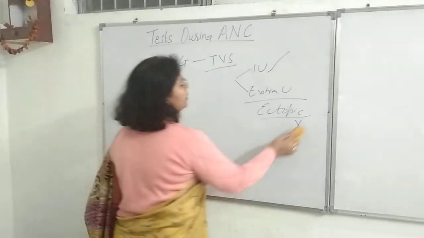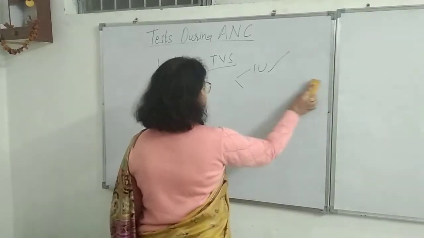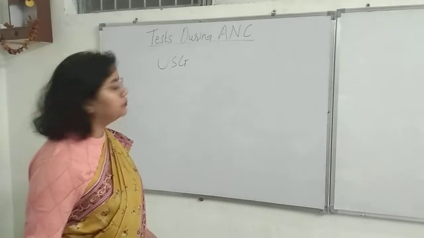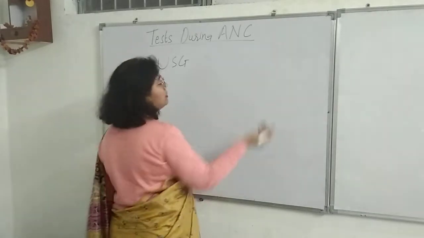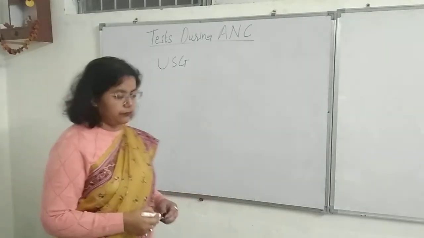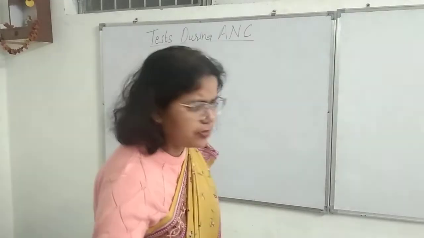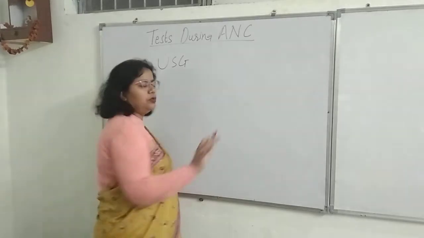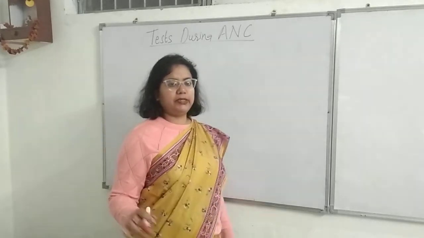Now after this, suppose she is having only a gestational sac with no fetal node. Only a gestational sac, no fetal node. So you will repeat it after 15 days, preferably after 2 weeks. And in the next scan, if you get a fetal node, it's okay. She has a normal pregnancy.